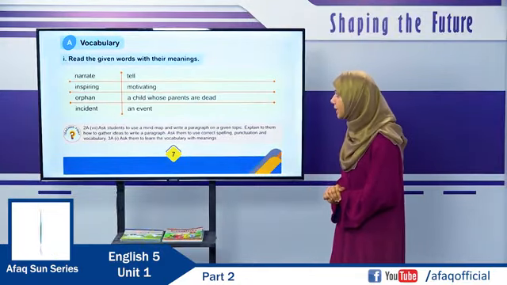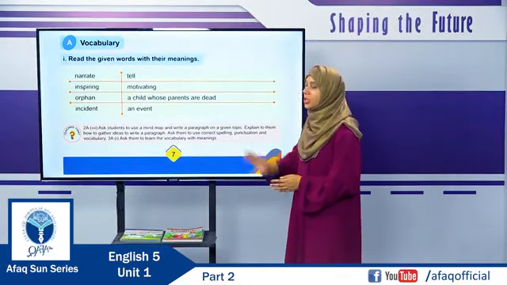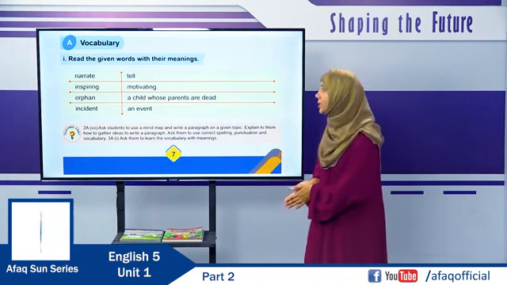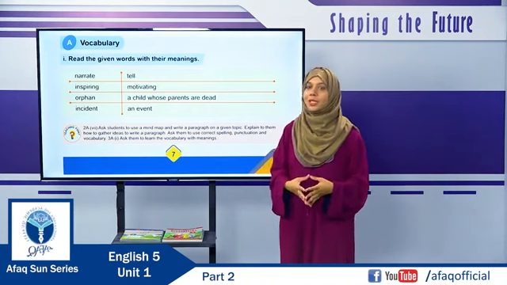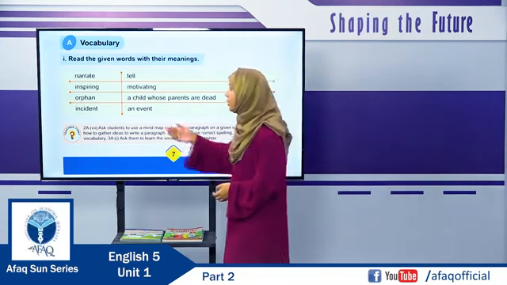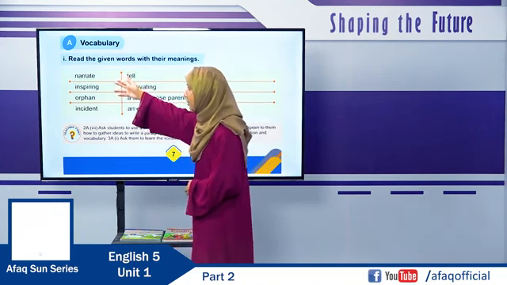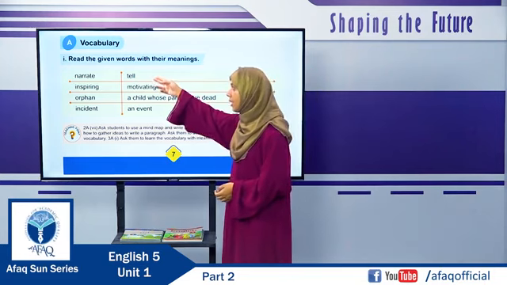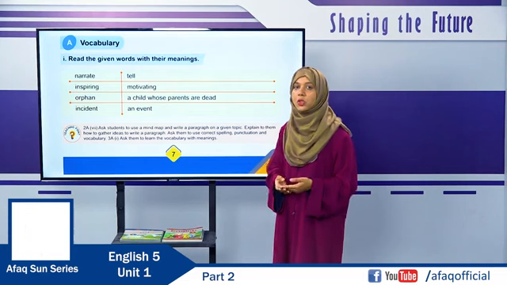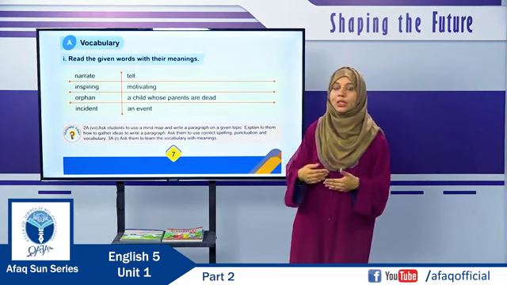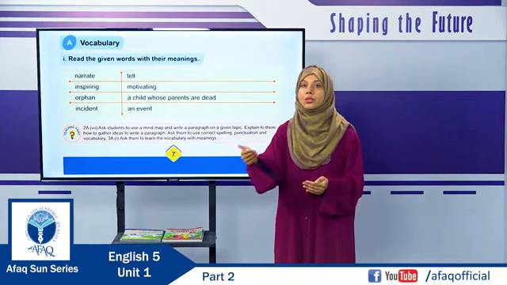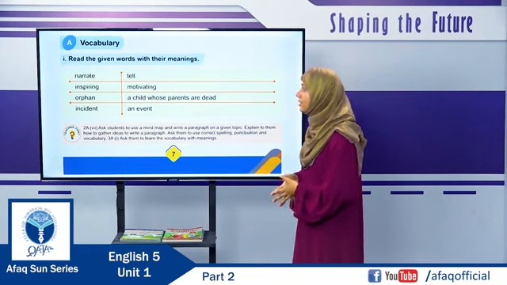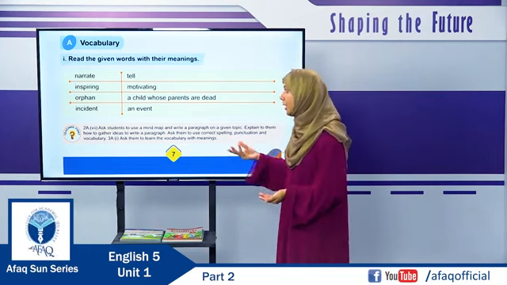On this page, you will see a vocabulary section. In this section, we are going to learn about some new words. These words have been taken from the story An Orphan's Eid. So, the first word is narrate. Do you know what is the meaning of narrate? Yes, narrate means tell. This is a word which is used specifically with stories. When we are telling stories, instead of saying tell stories, we can also say narrate a story. So this is a word that is used specifically for telling stories.